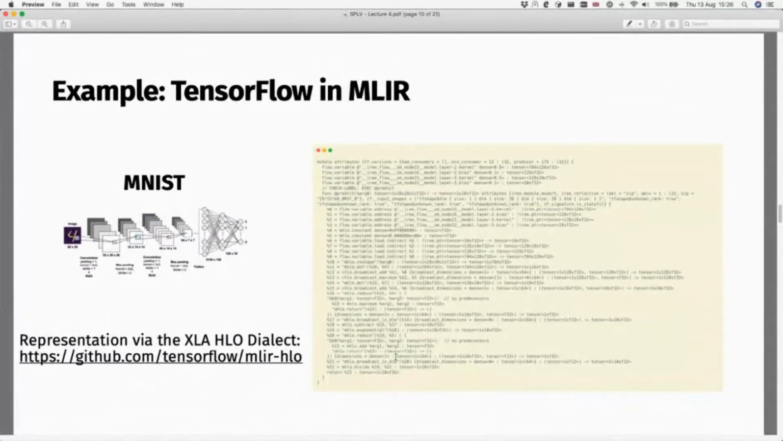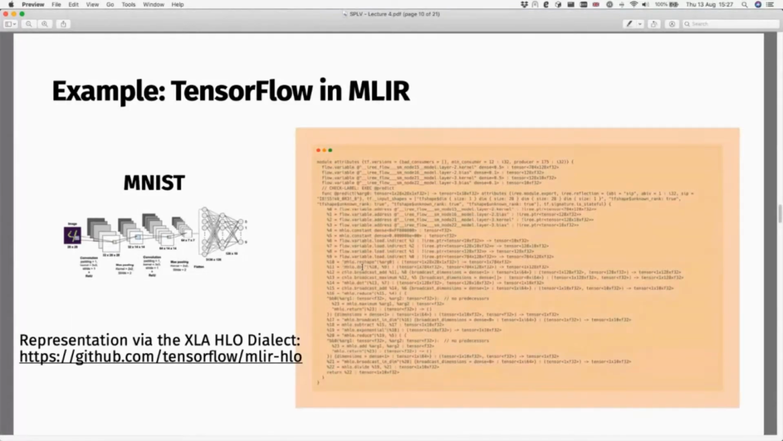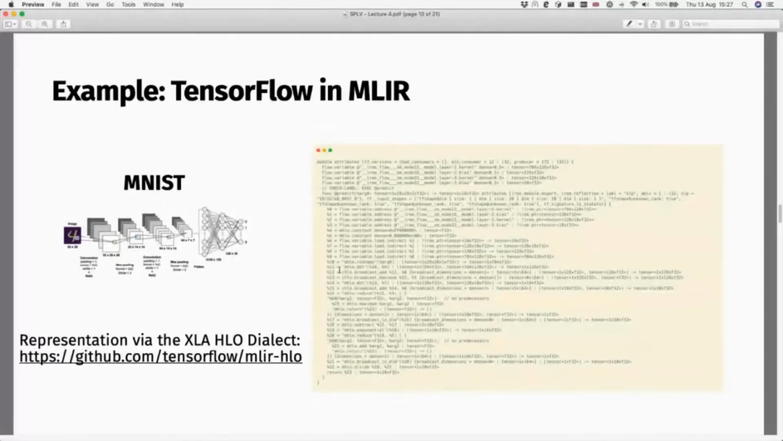Okay, and as I said before, one of the motivations was to say, let's represent something like a TensorFlow graph. So you see a neural network from the MNIST handwriting recognition example. And on the right hand side, you see the representation in MLIR, and obviously I acknowledge that it's a little bit hard to read, but what you can see in here is that this is in this MLIR SSA form, okay? And we do have instructions, like for example, here is an instruction called MHLO, which is the name they have settled on for this dialect.